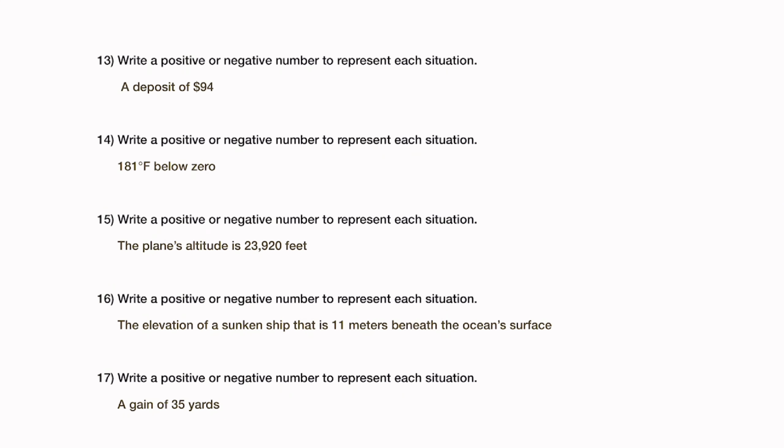Here comes next set of questions. Write a positive or negative number to represent each situation. So we are given a situation. Based on that, we just have to decide positive or negative. A deposit of $94. Deposit. That means you are adding on, right? So it's adding. So it's going to be positive. So we say $94. For positive, we don't need to put a positive sign.